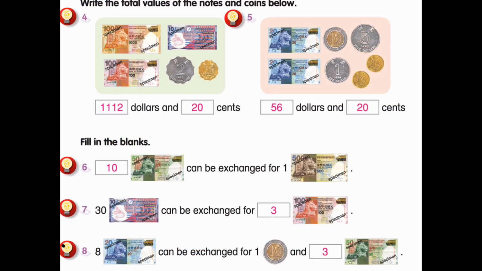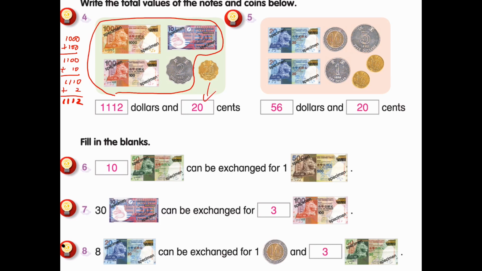So for question 4, you need to add up the dollar amounts first. So when you add them together, 1,000 plus 100, you have 1,100, and you add the 10 there, $1,110, and do not forget the $2 coin, so you have $1,112, and do not forget the 20 cents.